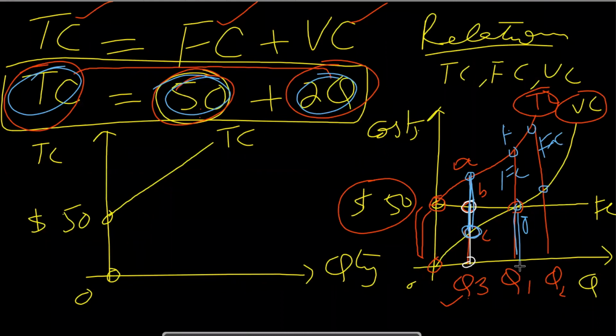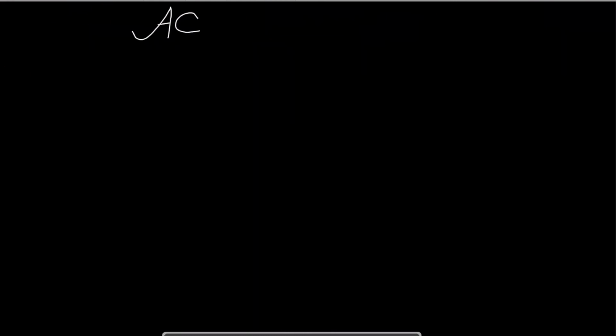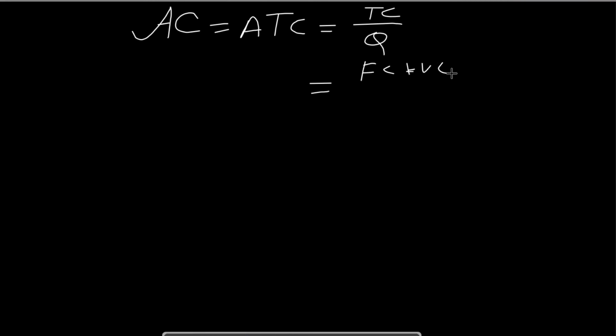Average cost, or average total cost, may be denoted as AC or ATC, and it can be calculated as total cost divided by quantity. Another formula to calculate average total cost is fixed cost plus variable cost, divided by quantity. Or another formula for this can be fixed cost over Q plus variable cost over Q.